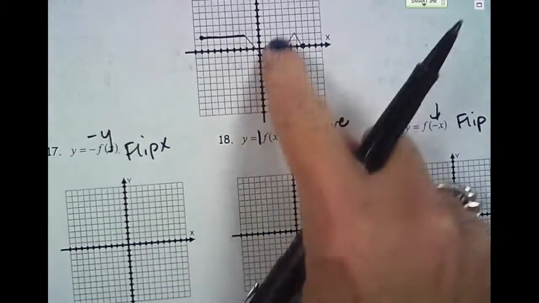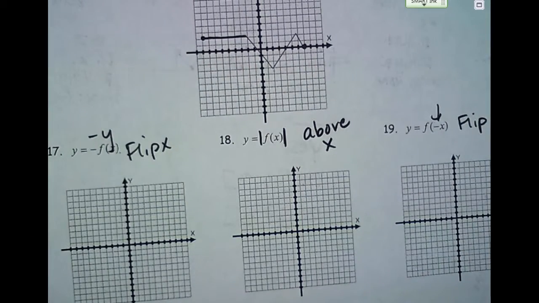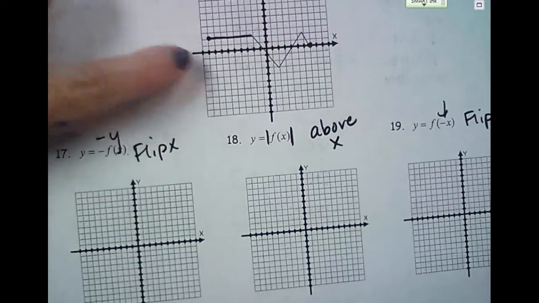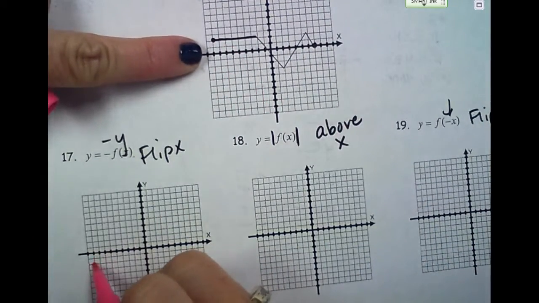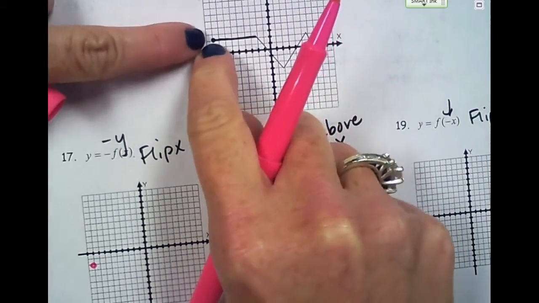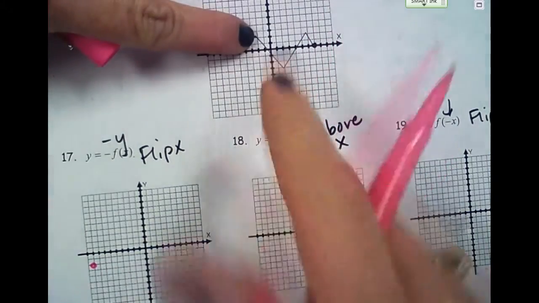You're going to take the same picture. So if I'm going to flip it over the x, if I went up, I'm going to go down. So this picture went up 2, so we're going to go down 2. Right? I've done that point. Then you move to the next point. It went up 2, we're going to go down 2.